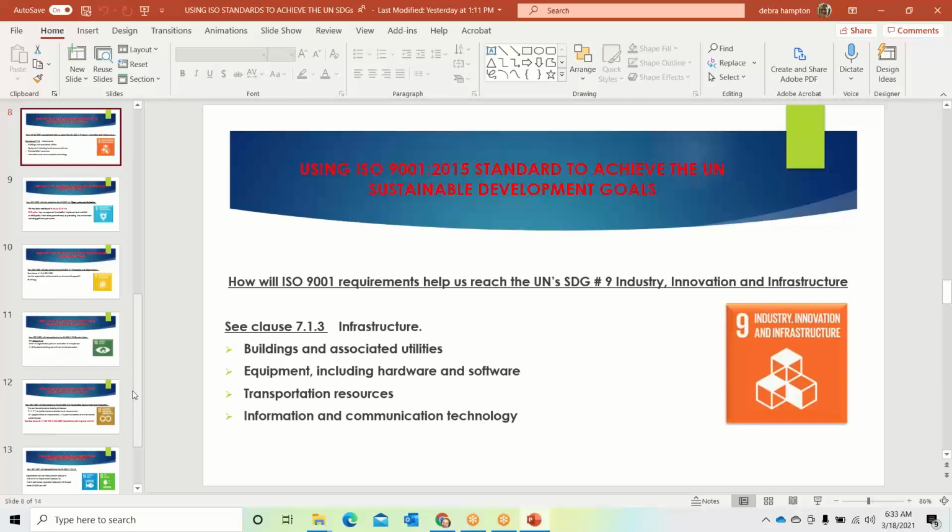So, going back to the clause, infrastructure includes buildings and associated utilities. The associated utilities in a building will comprise maybe telephones, drinking water, potable water, toilets, and all that.